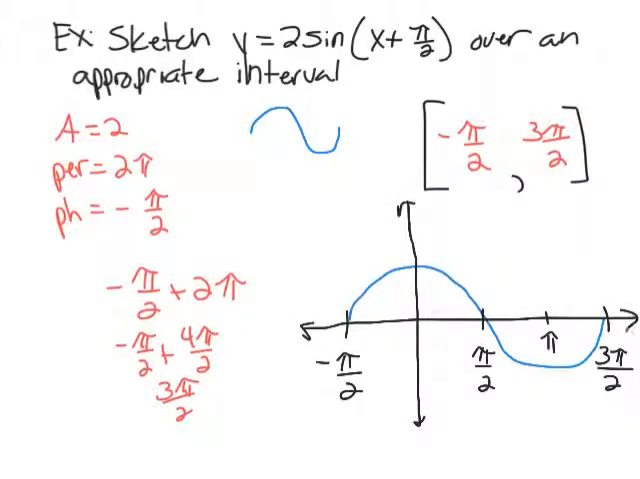Okay, so this is my t-axis, this is my y-axis. Now I just need to scale the y side. Well, my amplitude is 2, so that means this is going to be 2, this is going to be negative 2. That's how you graph a sine curve over an appropriate interval. All we did was scale around it. We graphed the standard function, the standard curve, and we just had to mess with the scaling to make it right.